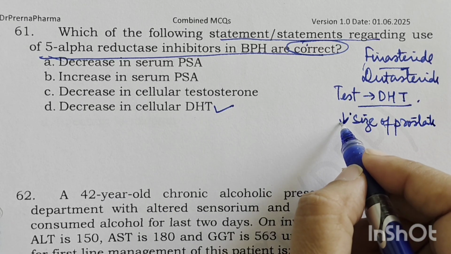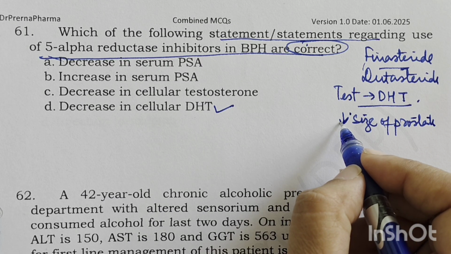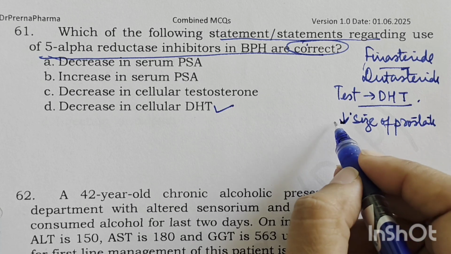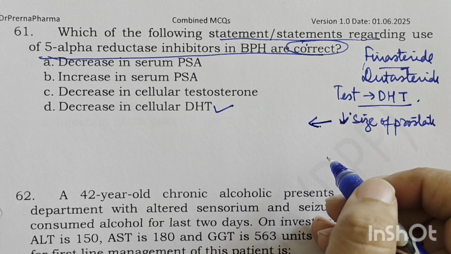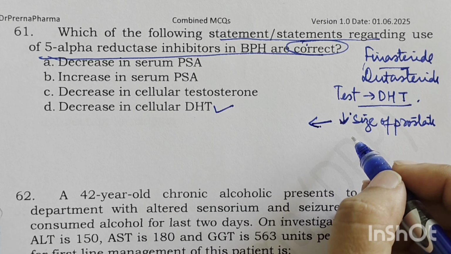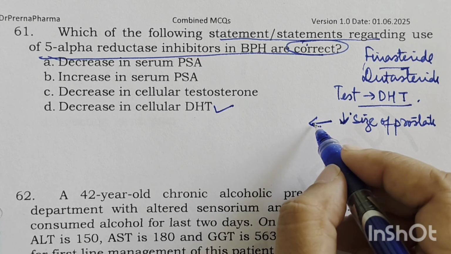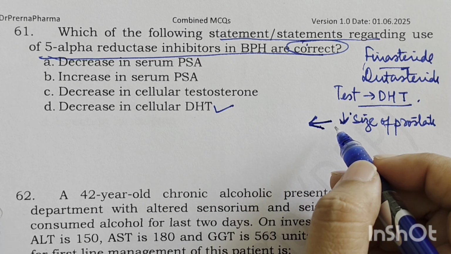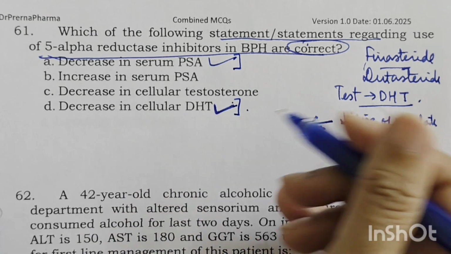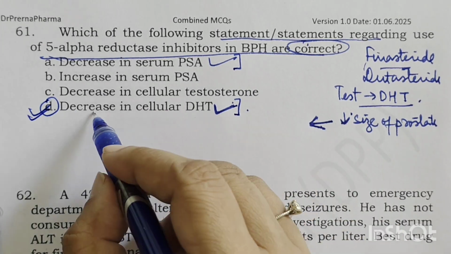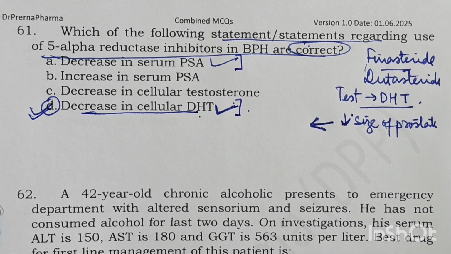And serum PSA: in order to compare with pre-finasteride PSA levels, serum PSA levels in a patient taking finasteride should be doubled. Okay. Now, sorry, serum PSA is reduced in approximately 50% of patients receiving finasteride therapy. So here, decrease in serum PSA and decrease in cellular DHT are two options. If I were given a chance, I'll mark this, because this is the first action of 5-alpha reductase inhibitors.